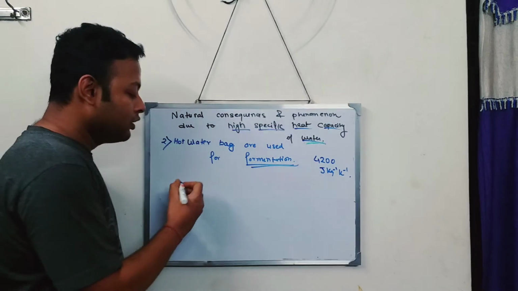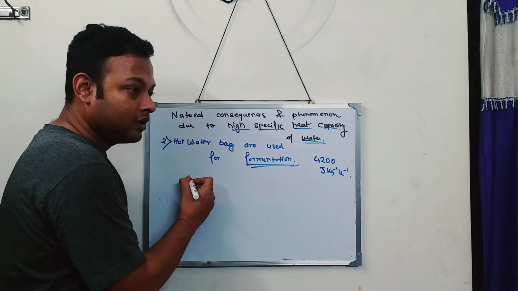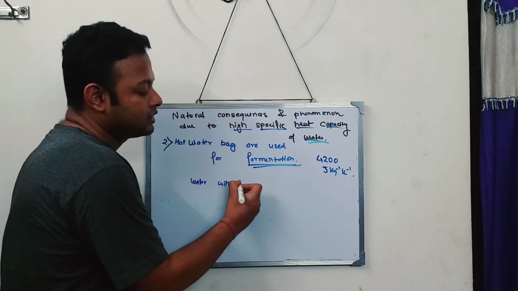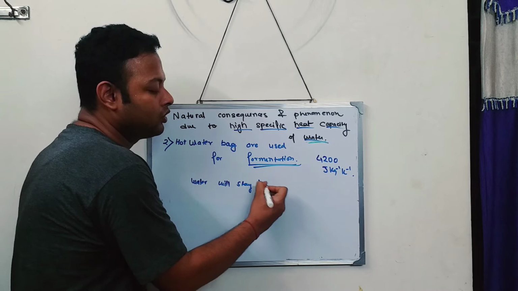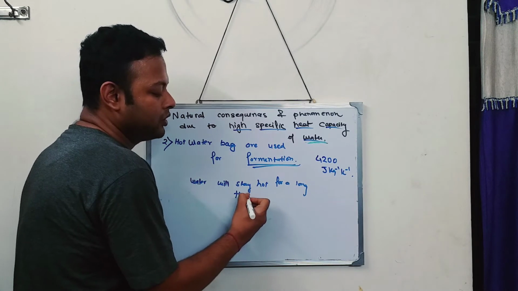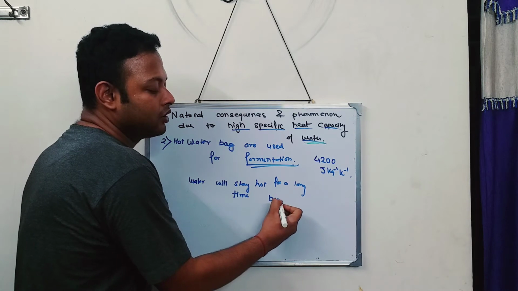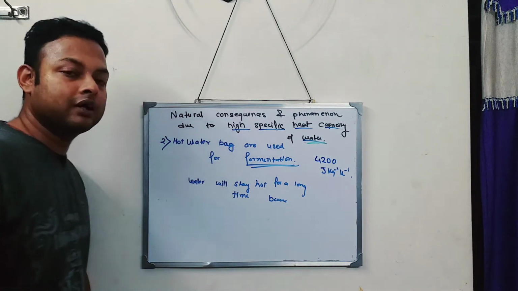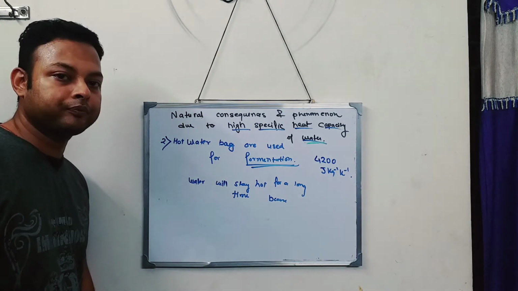Why will water stay hot for a long time? Because the specific heat capacity of water is 4200 joule per kg per Kelvin. I think you understood this point.